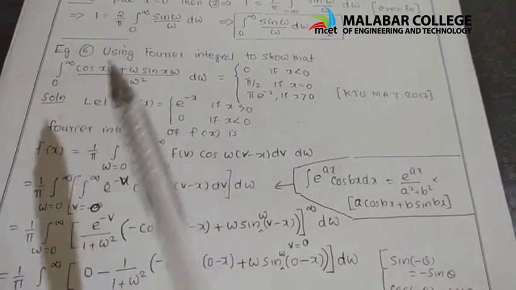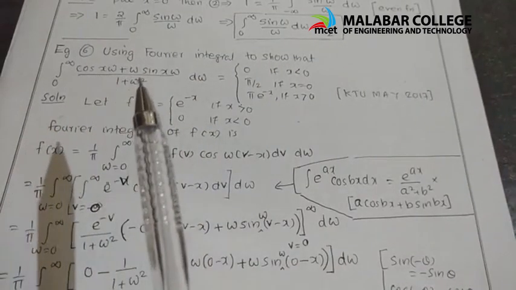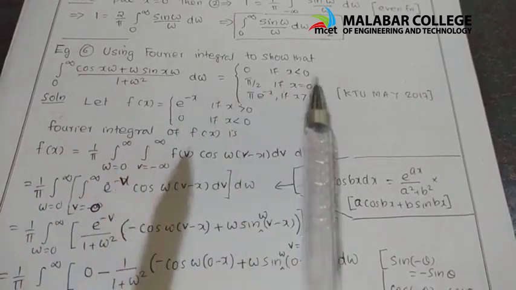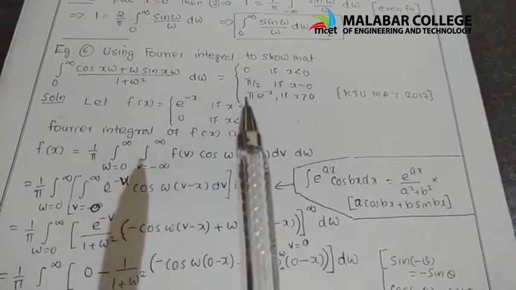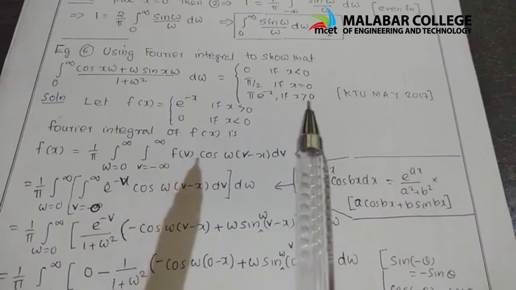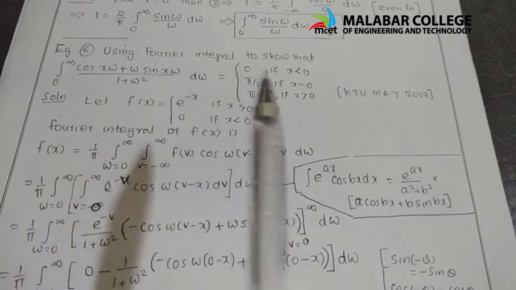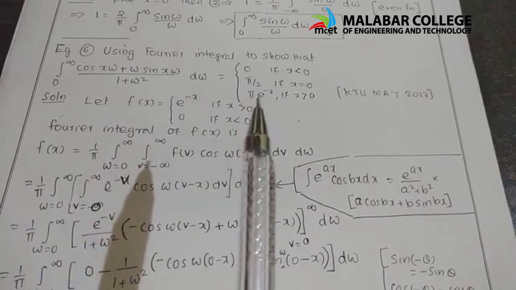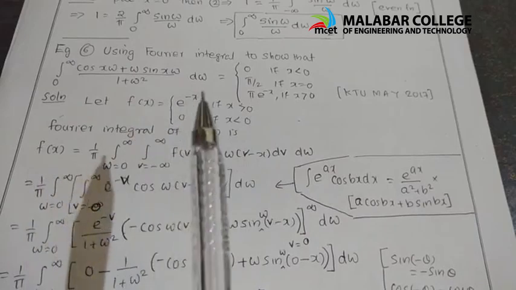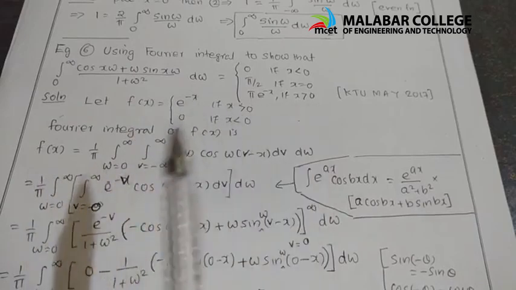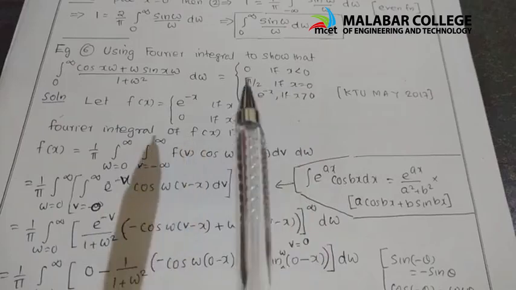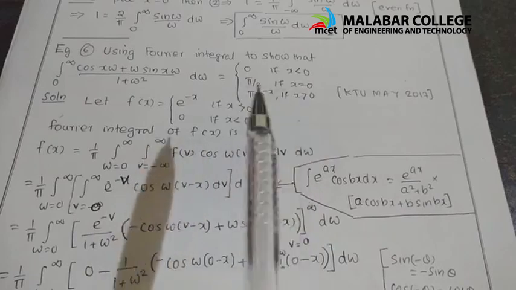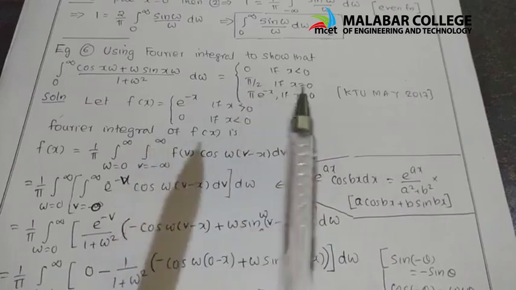Next question I have to take: using Fourier integral, show that integral of cos omega x plus omega sin omega x by 1 plus omega square d omega equals 0 if x less than 0, pi by 2 for x equal to 0, pi e raised to minus x if x greater than 0. For this question f of x is not given, so we have to define an f of x first, and the pi I am not taking here, I am taking only e raised to minus x. So f of x equals e raised to minus x for x greater than 0 and equals 0 if x less than 0, and we will get here this middle value. There we can assume that there is a point of discontinuity. In this type of question we will see a point of discontinuity always.